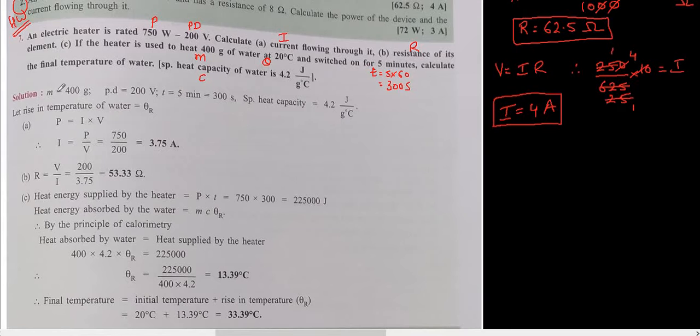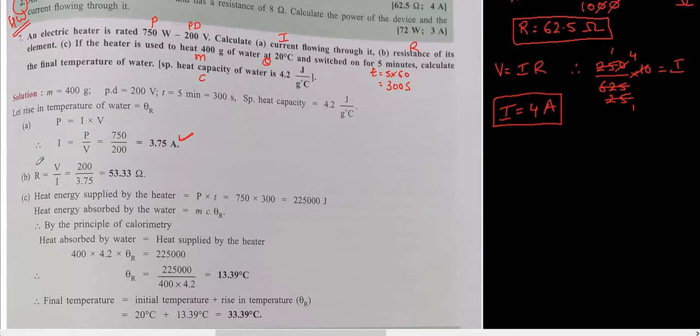So mass of the water is 400 grams, potential difference is 200 volts, time is 5 minutes, that is 300 seconds, specific heat is given as 4.2 joule per gram degree centigrade. Rise in temperature is theta R, because the temperature of the water is 20 degrees centigrade. You have to find the rise in temperature when you are heating 400 grams of water for 5 minutes. We know the formula, P is equal to I multiplied by V. So we get I is equal to P upon V. From here we got the ampere, we got the current.